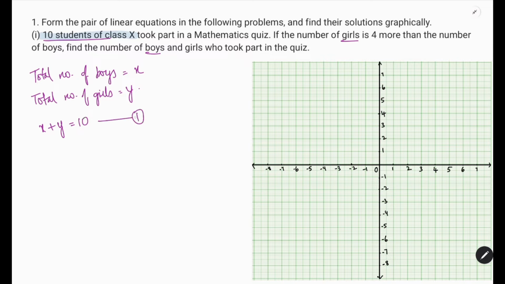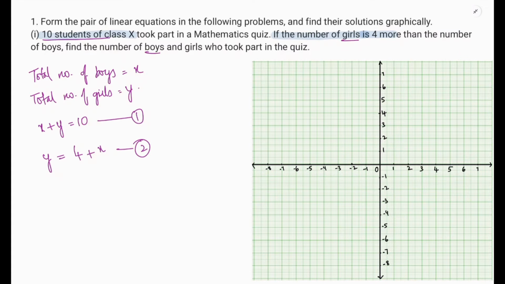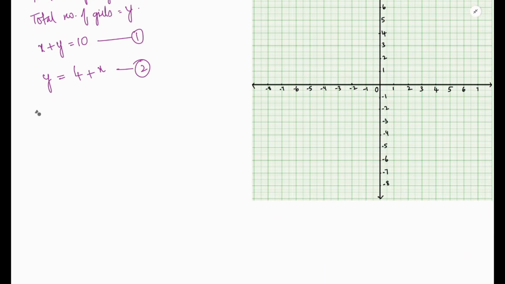And see, the second condition is given as: the number of girls, y, is 4 more than the number of boys. See, girls are 4 more than the boys. Okay, this is the second equation. Now we will assume the values of x and we will find out the values of y.